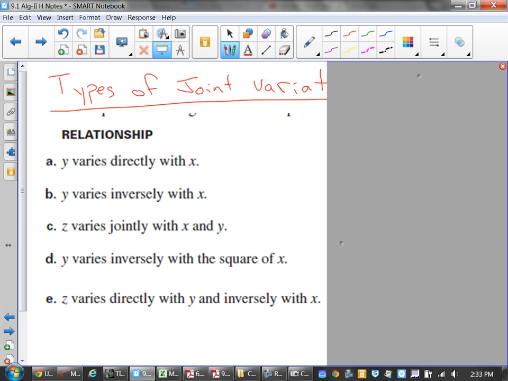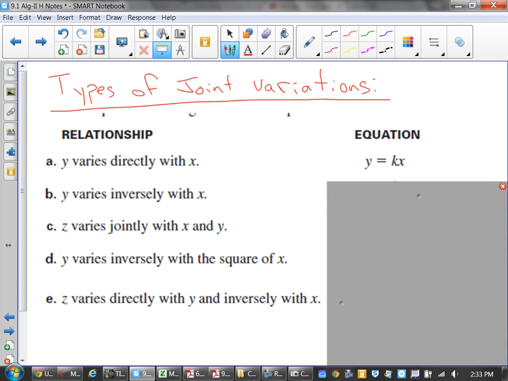Don't write all this down. This is all out of your book, guys. Just listen. Y varies directly with X. What is that? Y equals Kx or X times K. We all right with that? All right. Y varies inversely with X. Y equals K over X. Z varies jointly with X and Y. Z equals KXY.